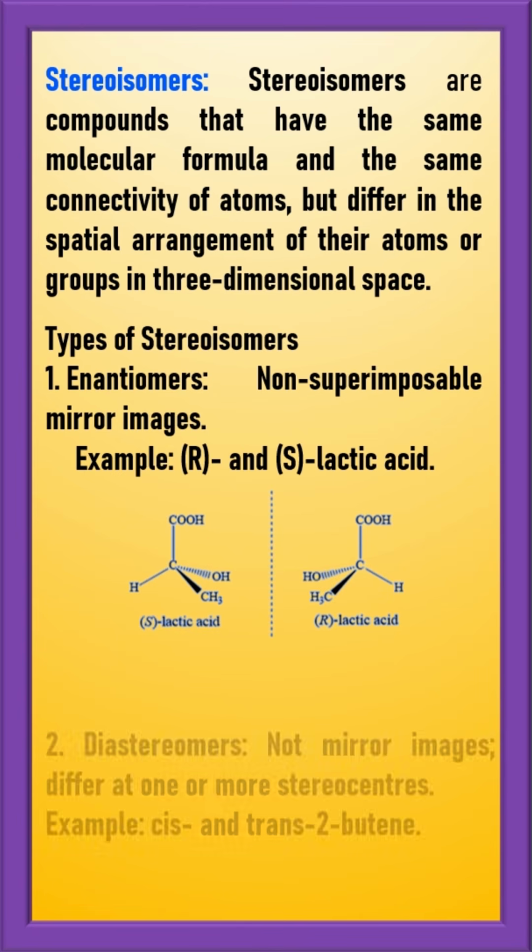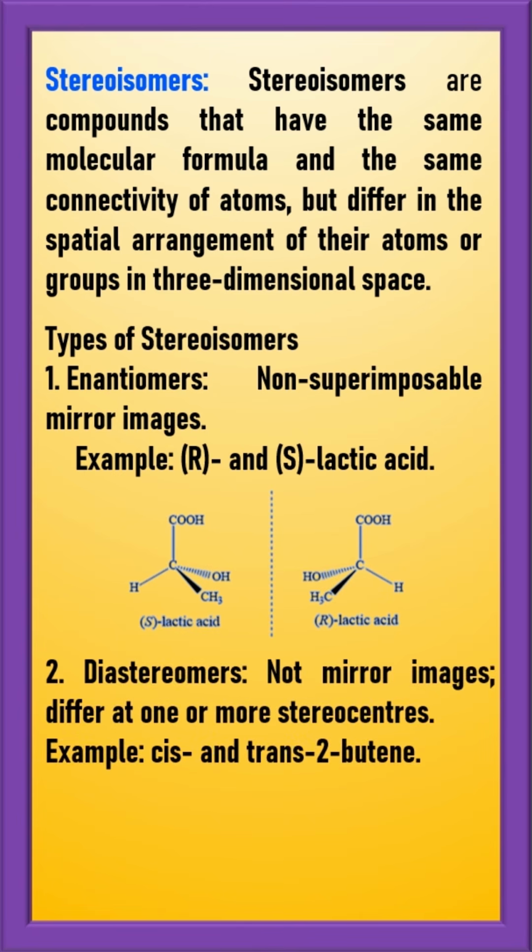The second type is diastereomers. Here the stereoisomers are not mirror images of each other. They differ at one or more stereocenters. For example, cis and trans 2-butene. Like here you see the cis 2-butene and trans 2-butene have different dispositions of hydrogen atoms and methyl groups.